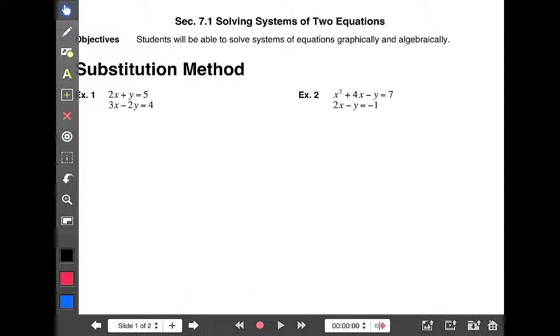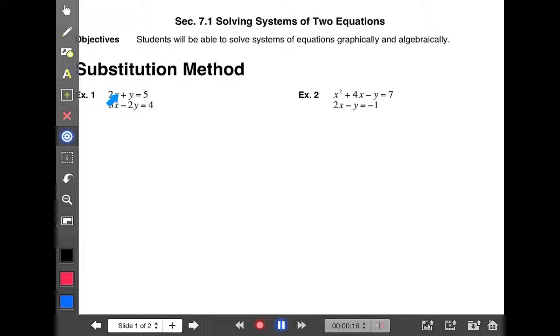So we're going to look at the substitution method first. With substitution, you must have one variable term that has a 1 or a negative 1. And so right here, that variable of y has a coefficient of 1 or negative 1.